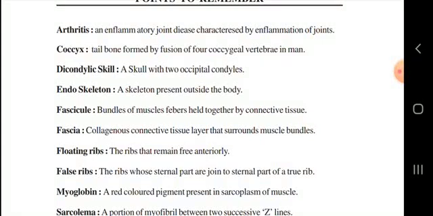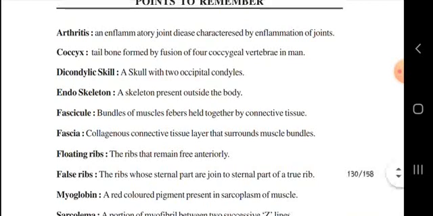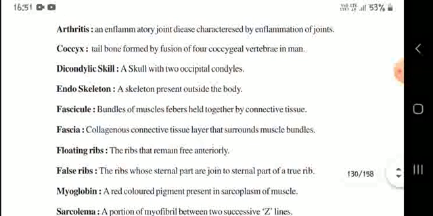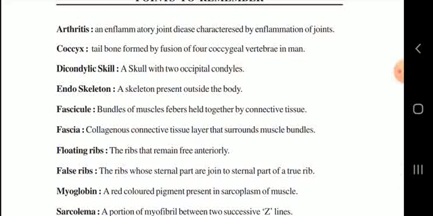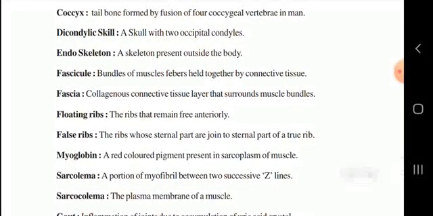Next, dicondylic skull: a skull with two occipital condyles. Exoskeleton: a skeleton present outside the body. And fascicle: bundles of muscle fibers held together by connective tissue. And fascia: the collagenous connective tissue layer that surrounds a muscle bundle.